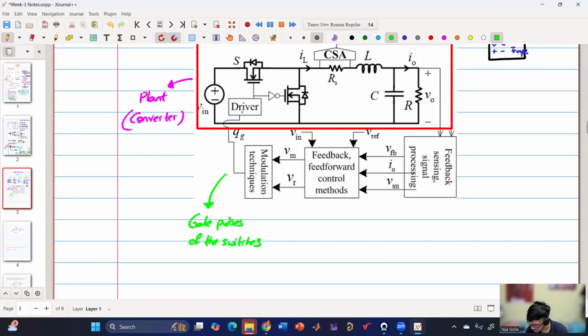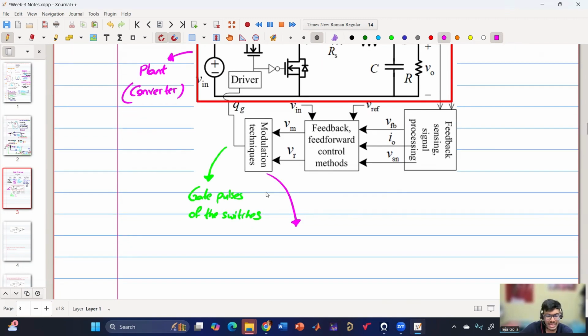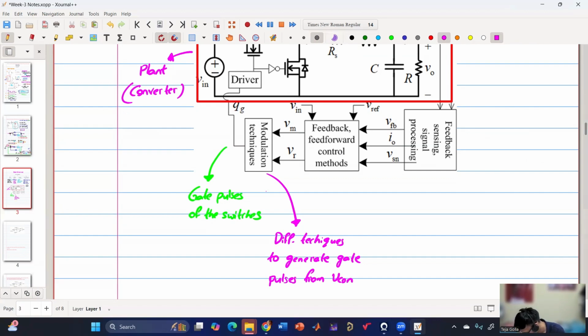And modulation techniques are what? Modulation techniques are different types of techniques, whether it could be leading edge modulation or trailing edge modulation, like we have discussed in the last week. There are different techniques to generate the gate pulses from the control input. So control input we call, which is the controller output.